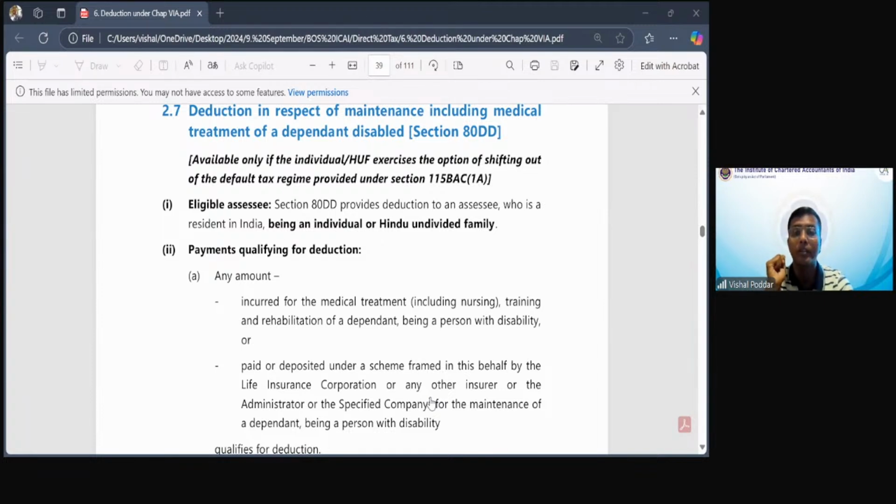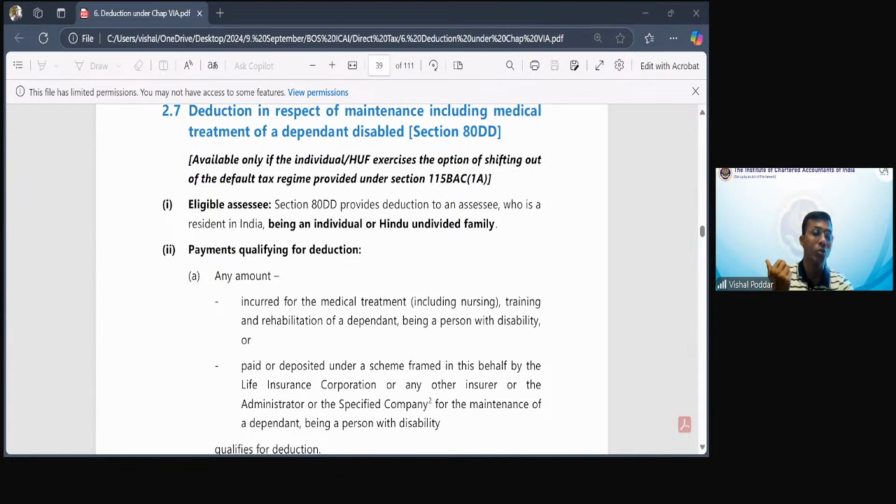I hope I made some sense. 80DD, as I mentioned, does not cover your own self. 80DD covers the other persons who are dependent on you, your family members, which covers spouse, parents, brothers, sisters, and also your children. So all these people are now covered in 80DD.